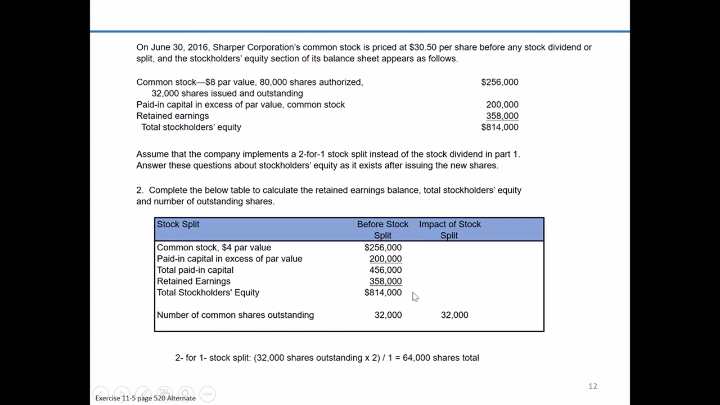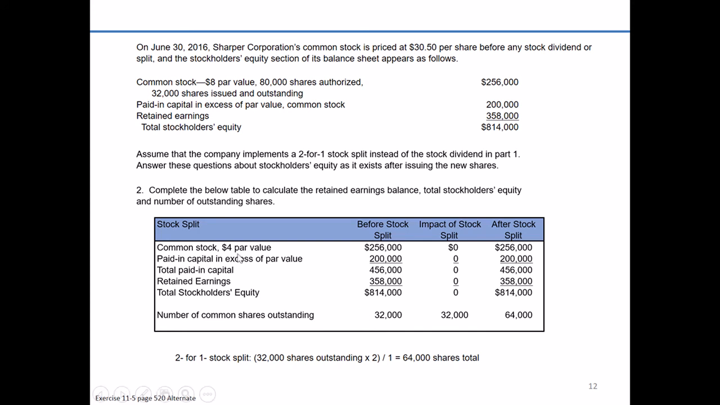So what impact does it have on equity as far as a stock split? We said no impact at all on any of the individual components. We're not making a journal entry. So after the stock split, common stock and all the other components are going to stay exactly the same, individually and in total of 814,000. And again, our common shares outstanding is going to increase from 32,000 to a total of 64,000 shares outstanding.